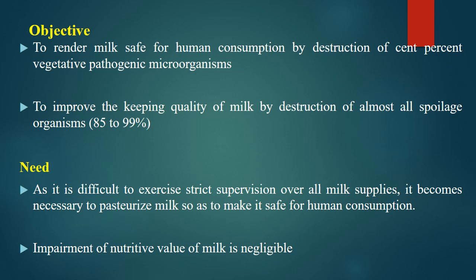So in other words, what is the need? The need is to make the milk safe, as it is difficult to exercise strict supervision over all milk samples. It becomes necessary to pasteurize milk so as to make it safe for human consumption. So pasteurization is done mainly to make it safe, so that no disease occurs after consuming milk. Secondly, impairment of nutritive value of milk is negligible. Though it is a heat treatment, there is very little effect on the nutritive value of the milk.